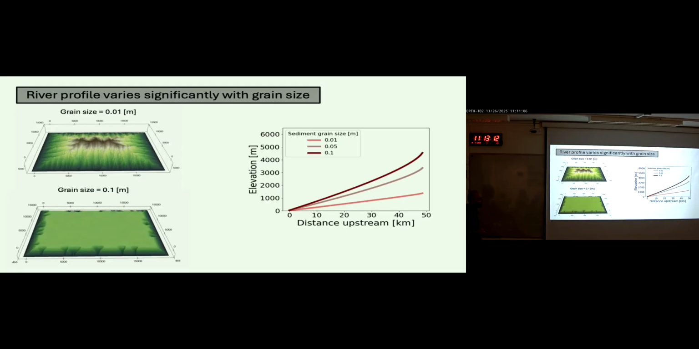And one of the main differences that we found is that grain size affects the landscape quite significantly. This is a river profile, with distance upstream and elevation, and you can see how significantly the river profile changes just by the sediment size. And this is actually significant as this range is conservative.